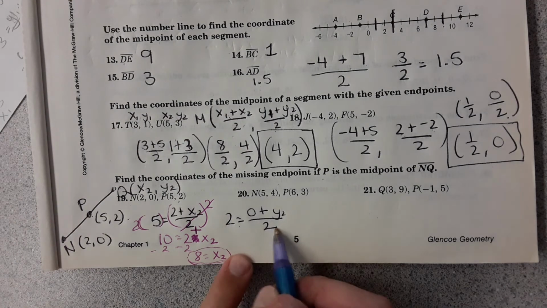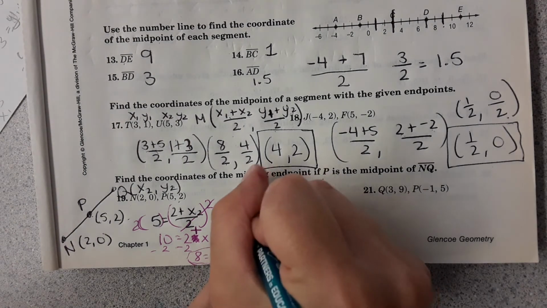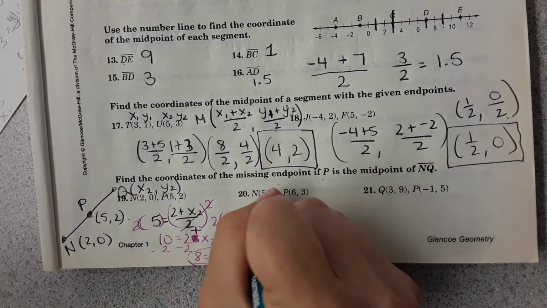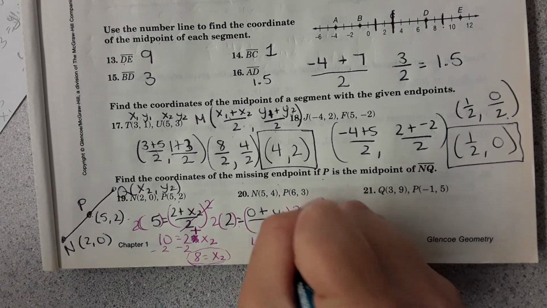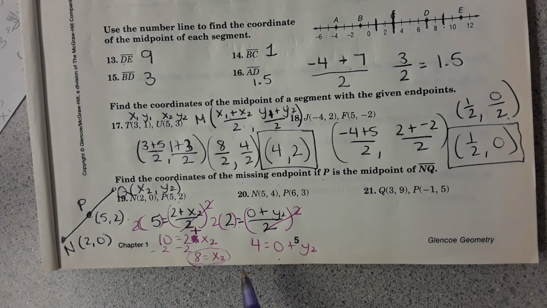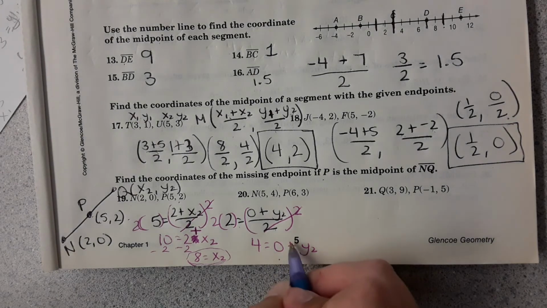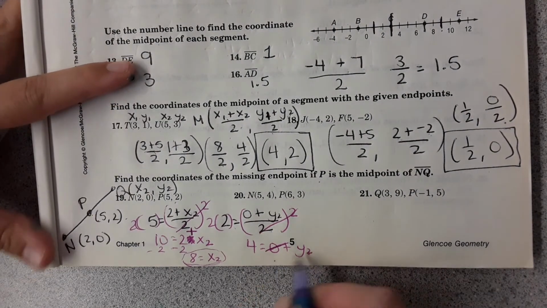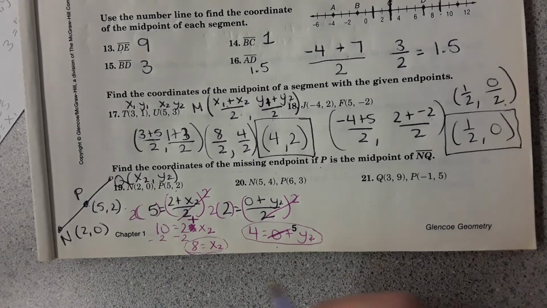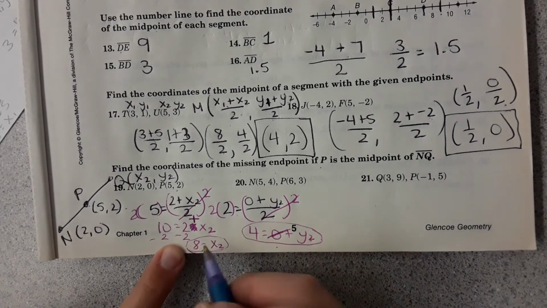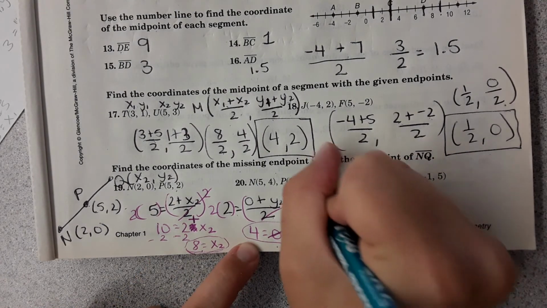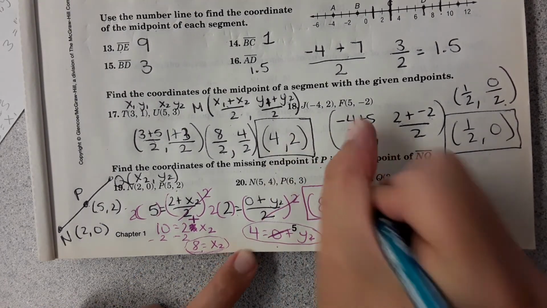Then here, same thing. I'm going to solve for y2. Multiply both sides by 2. 4 equals 0 plus y2. Now, subtracting 0 from both sides isn't going to do anything, so we can kind of just cross that out. y2 equals 4. That's our coordinates. x2 is 8, y2 is 4. That's your answer there.